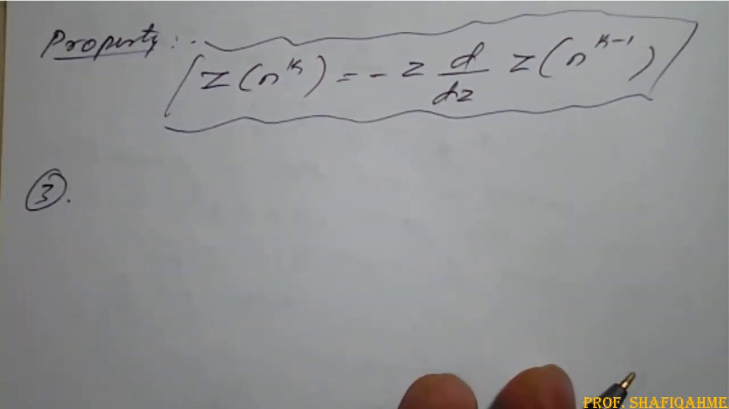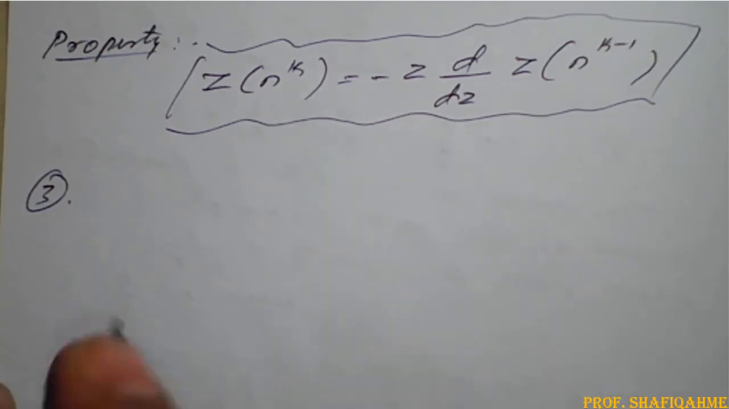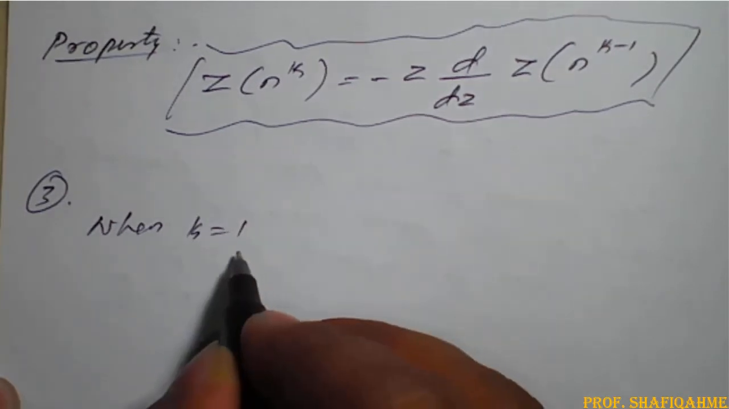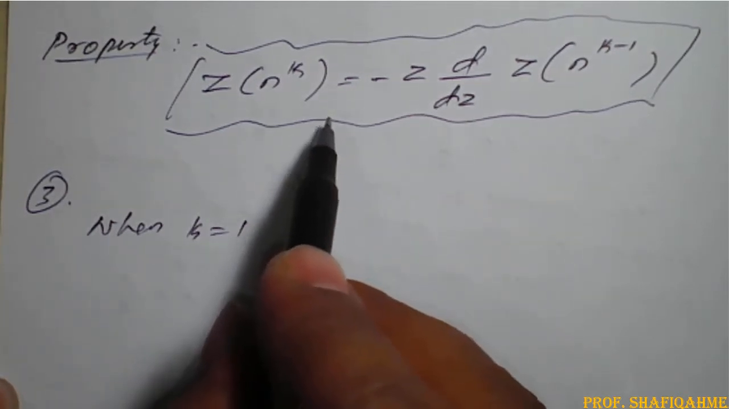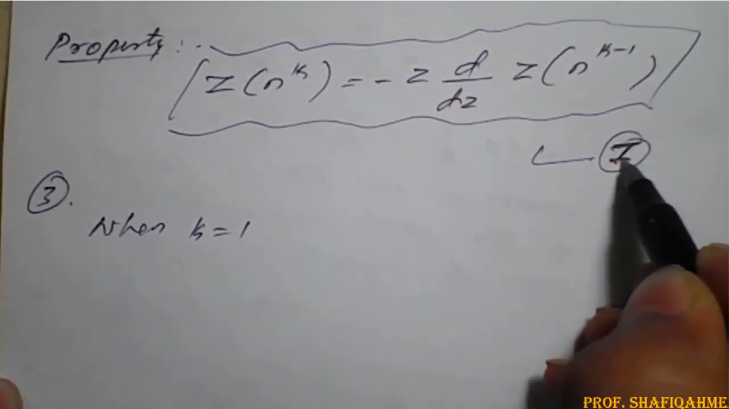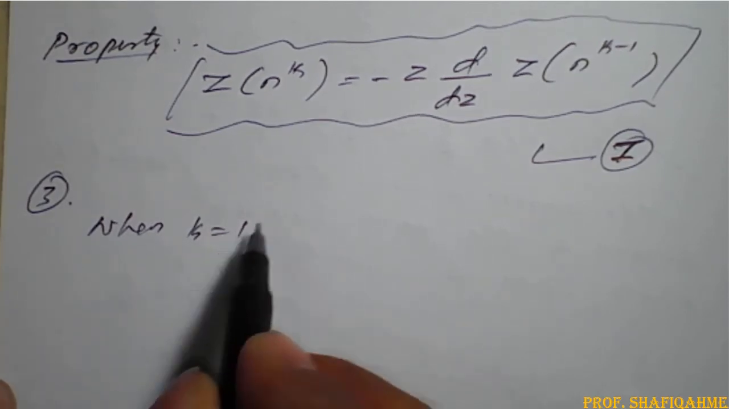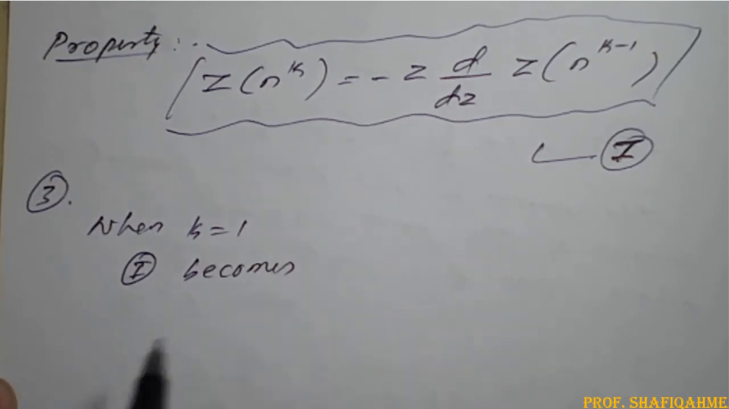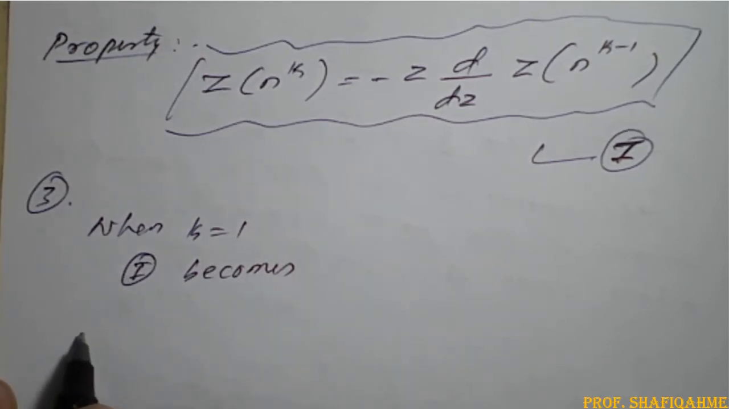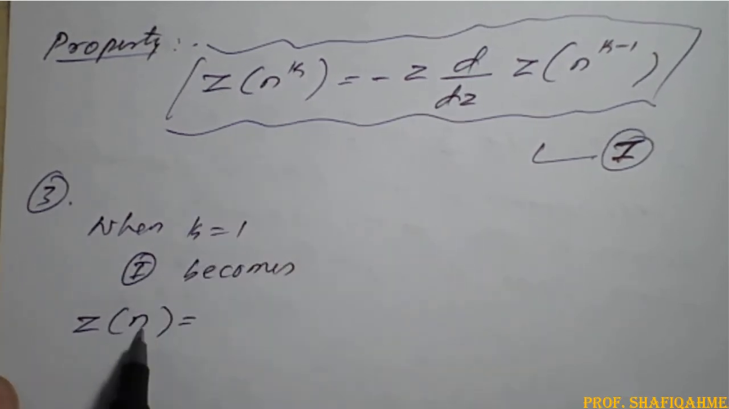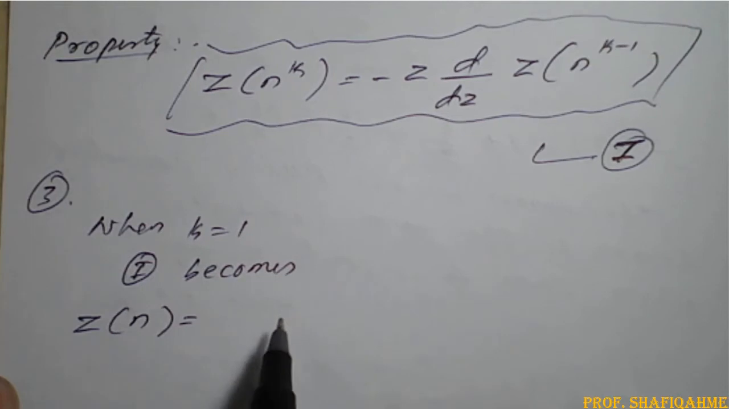So result number 3. I will use the condition when k is equal to 1 in the above situation. That is, I will apply the property with k as 1. So when k is equal to 1, z of n is equal to, because k is 1 means n raised to 1, n raised to 1 is n only.